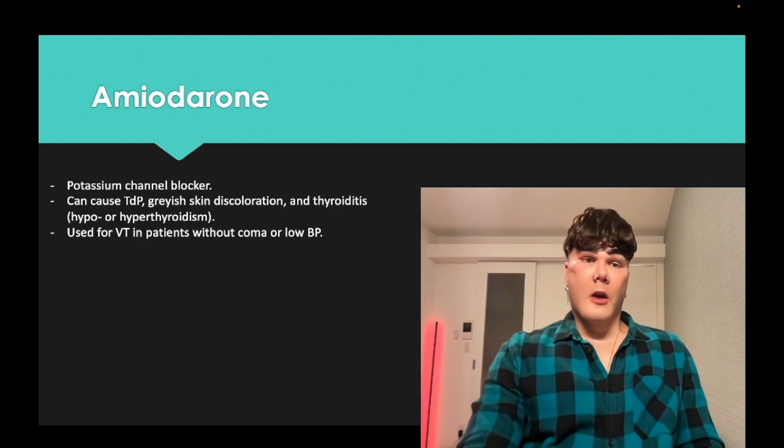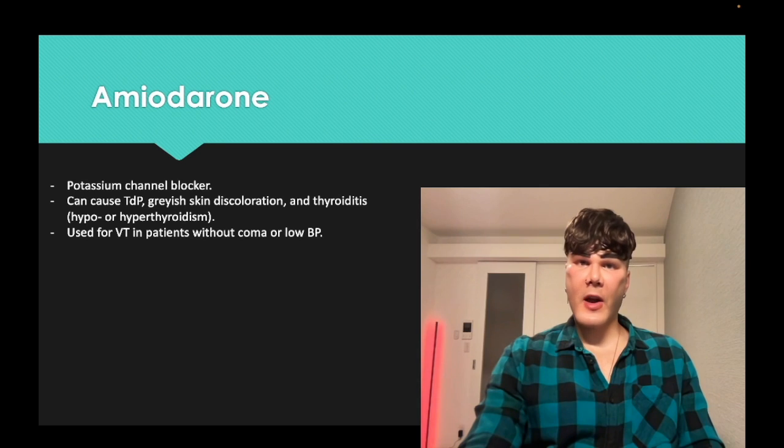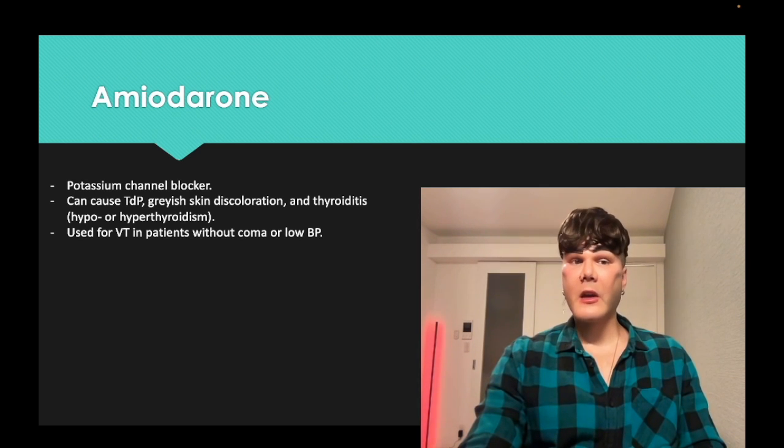So Torsade de Pointes, okay? If you speak French, you're like, well, that's not how you pronounce it, but Torsades, TDP. So it's a sinusoidal rhythm that's very dangerous because it can degenerate into fatal ventricular fibrillation.